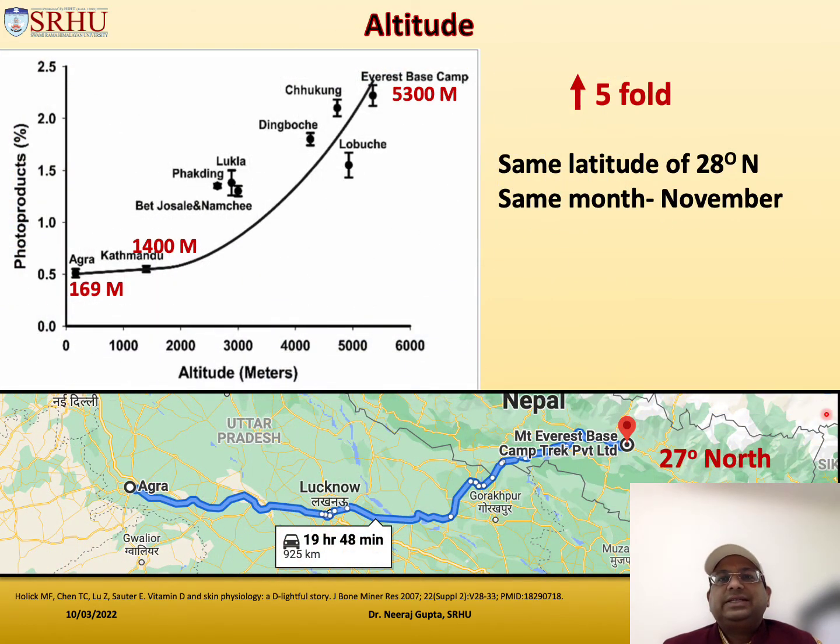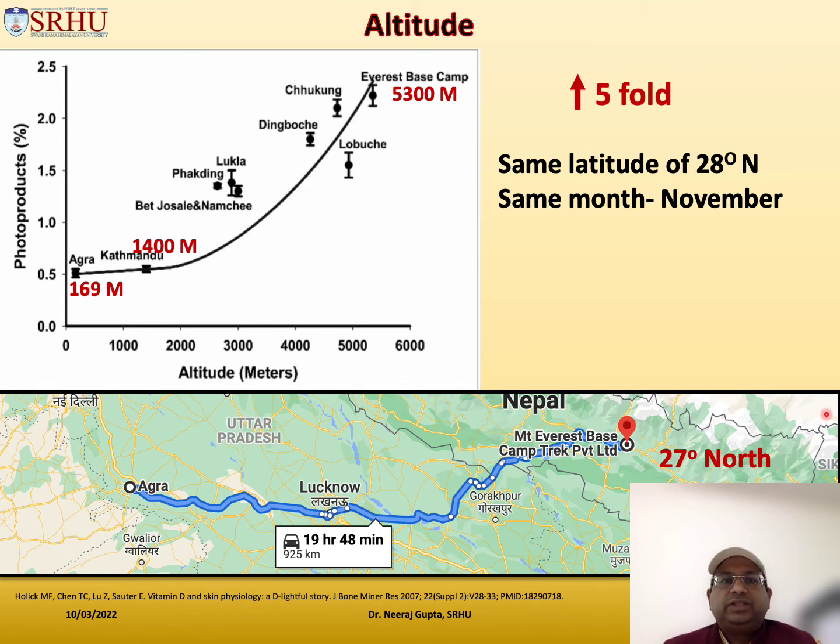Another important factor is altitude, that is, the height of a place. Now, this plays a dramatic influence on the amount of solar UVB radiation that reaches the Earth's surface. And the reason is very simple. The higher the altitude, the shorter the path UVB has to travel to reach the Earth's surface.